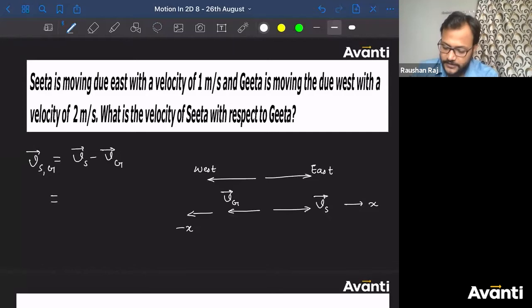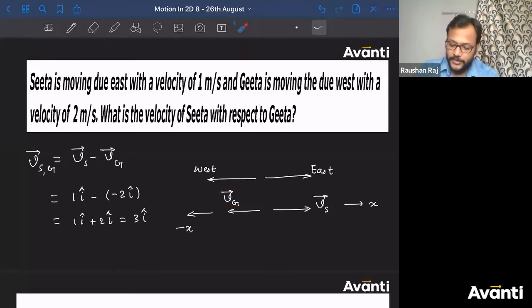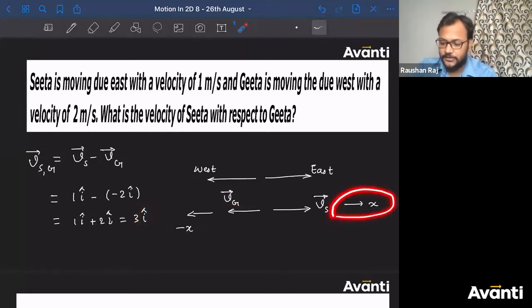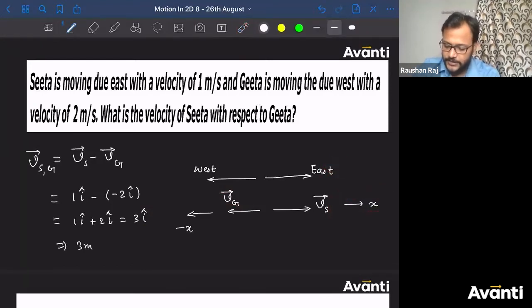So Vs is nothing but 1 I cap, minus what is the value of Vg? Vg is nothing but 2, but towards negative x, so minus 2 I cap. So what is the answer? 1 I cap plus 2 I cap is equal to 3 I cap. So the magnitude is 3. What is the direction? Along I cap. Which is the I cap direction? I cap is nothing but towards positive x, and positive x is nothing but east. So I'll say 3 meter per second towards east.